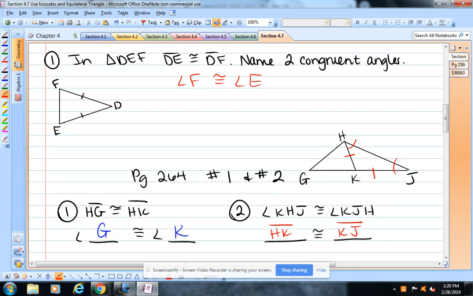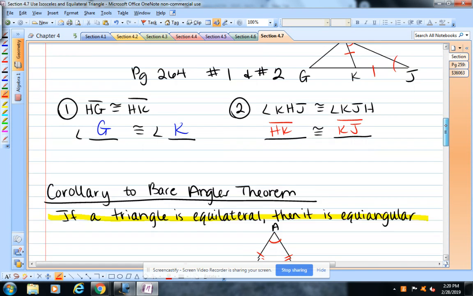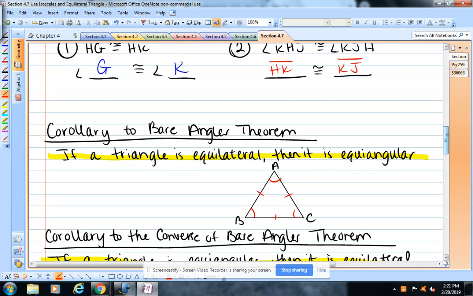How do we get good at stuff? Practice, practice, practice. Are these corollaries on there? Yes, they are, at the very bottom of your handout. So that means these are our last theorems for chapter 4.